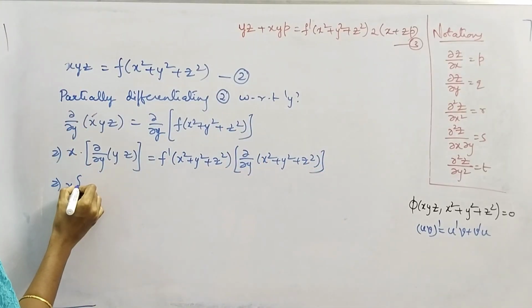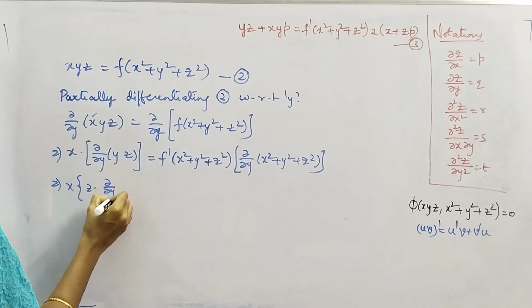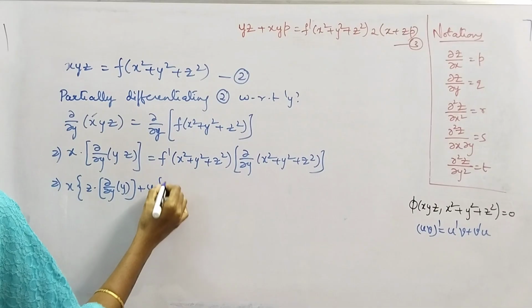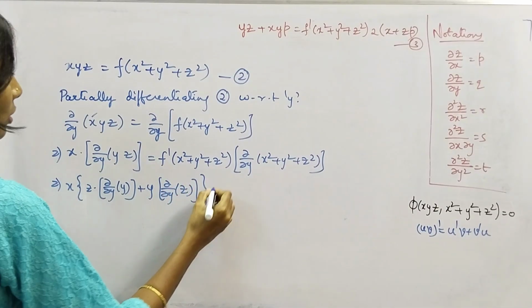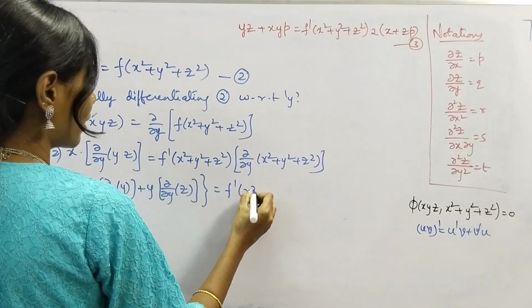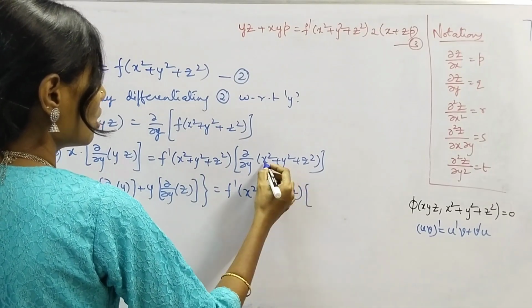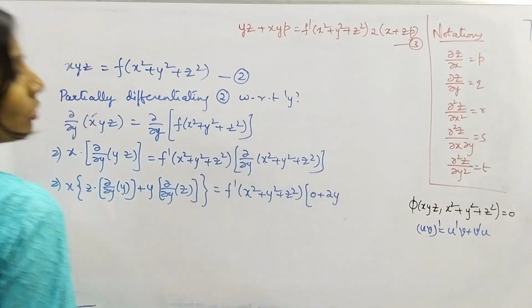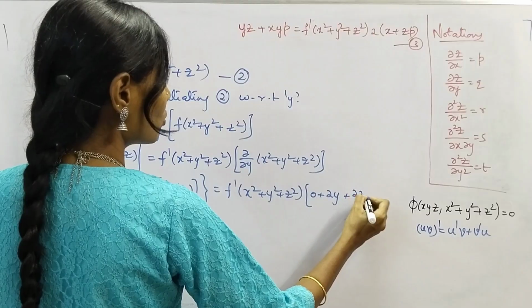Here we are going to apply the uv whole prime formula. We'll get z into ∂/∂y of y plus y into ∂/∂y of z equal to f dash of x square plus y square plus z square into the inner derivative: the partial derivative of x square with respect to y is 0, plus the partial derivative of y square with respect to y is 2y, plus the partial derivative of z square with respect to y is 2z into ∂z/∂y.